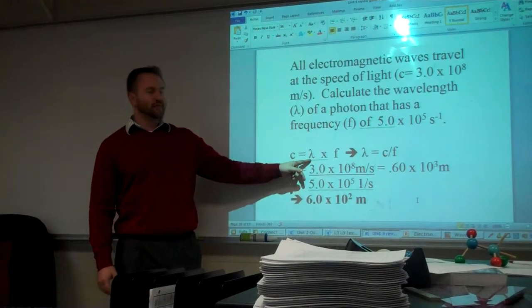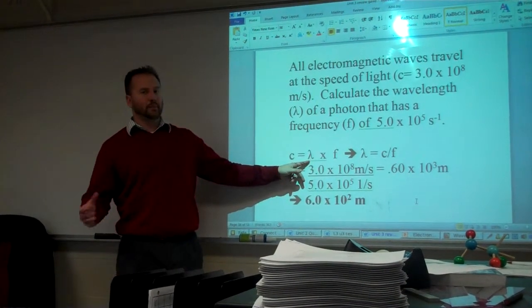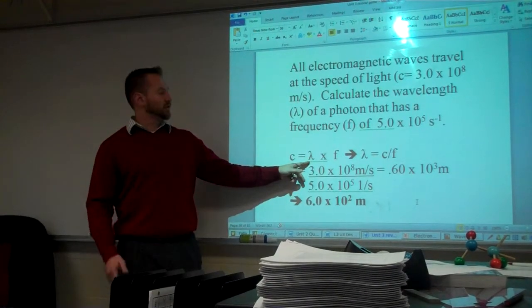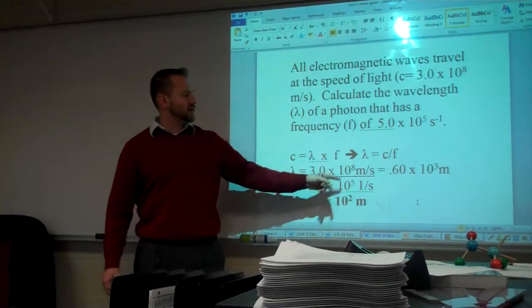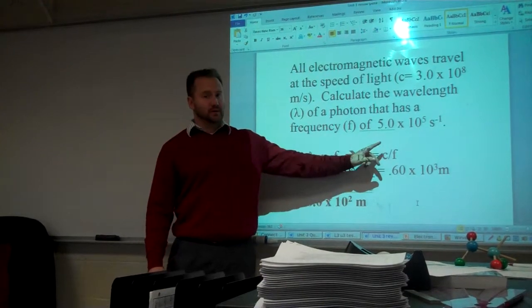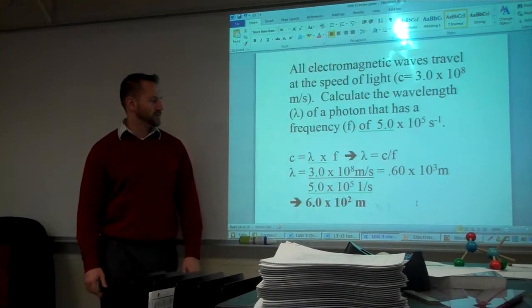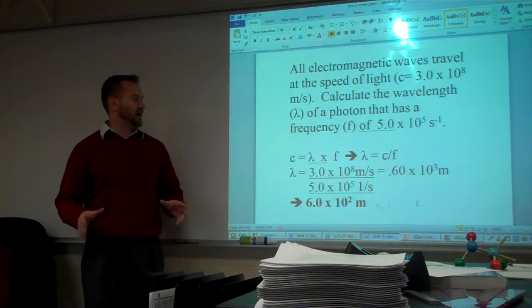In this case, we're solving for wavelength. So what you need to do is get that by itself. In order to do that, you would divide both sides by the frequency and end up with the equation: the wavelength is equal to the speed of light divided by the frequency. Then all you have to do is plug in the values you were given.